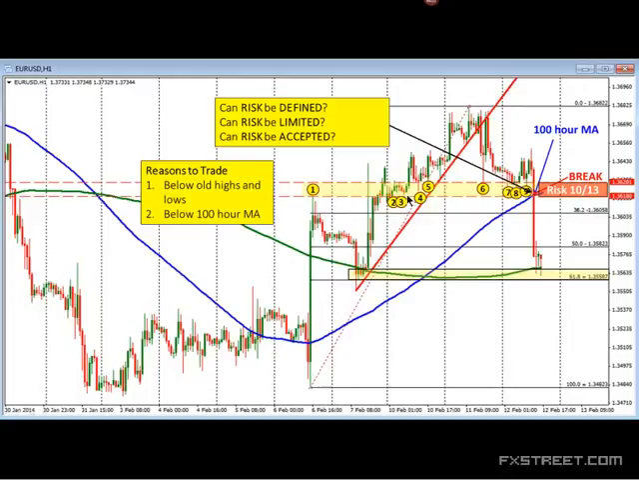Now, it also happens that the low of the yellow area, which happened to be this high right here, corresponds with this level right here, the 100-hour moving average. So I had reasons to trade outlined, reasons that other traders can see. If you are looking at this hourly chart, what are you going to look at as a key level? This level right here. Why? Because the market raced to the upside and then came down. Just that alone, in and of itself, makes it important.